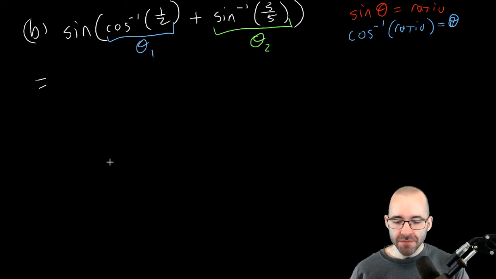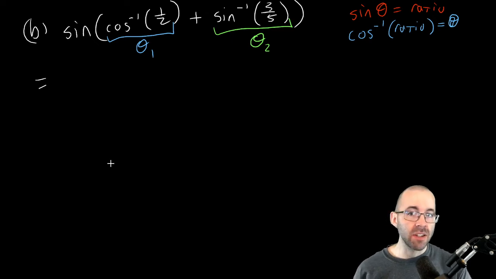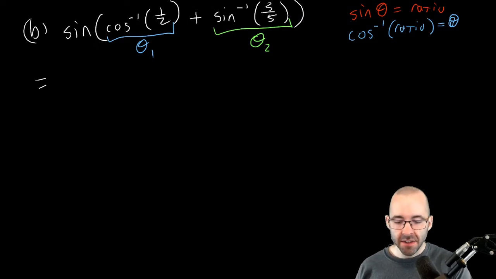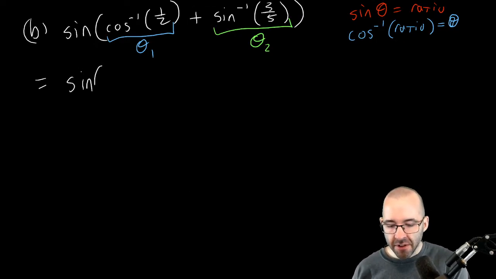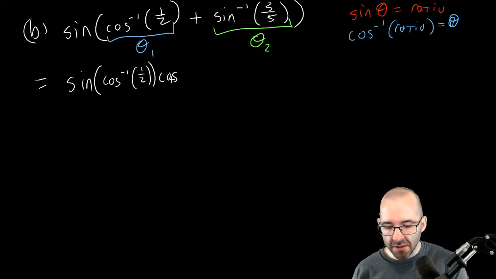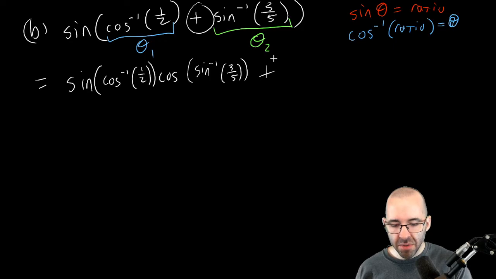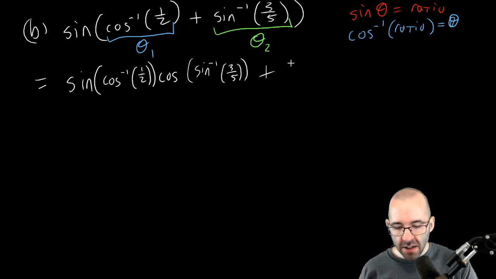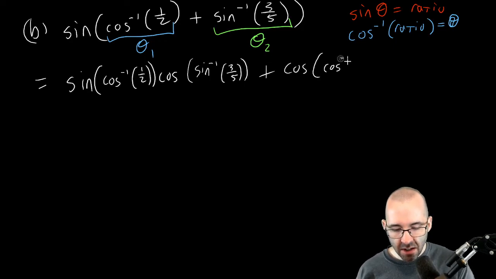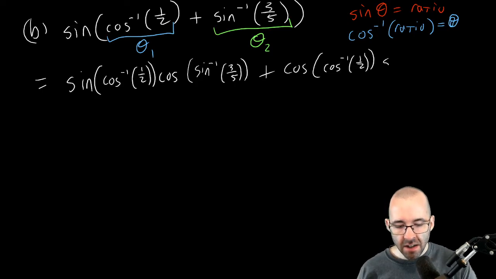So if we do that, remember the angle sum formula for sine means we're going to have a plus. Since we have a plus on the inside, it always matches. So it's sine of the first angle, cosine of the second angle, same sign, so plus, cosine of the first angle times the sine of the second angle. Gosh, this is confusing.